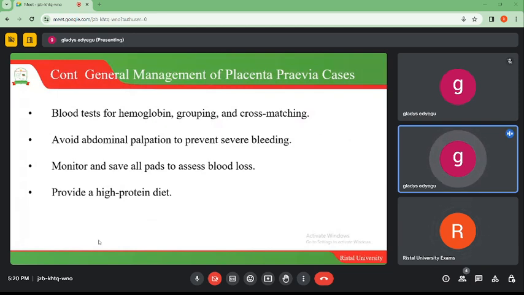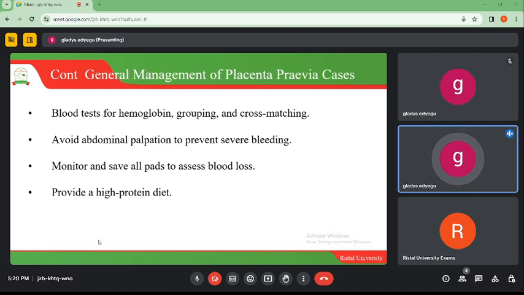Then avoid abdominal palpation to prevent severe bleeding. If this mother is bleeding, then you should also avoid palpating this abdomen because you might be causing more harm to the baby and the mother, and you might be increasing also more bleeding.